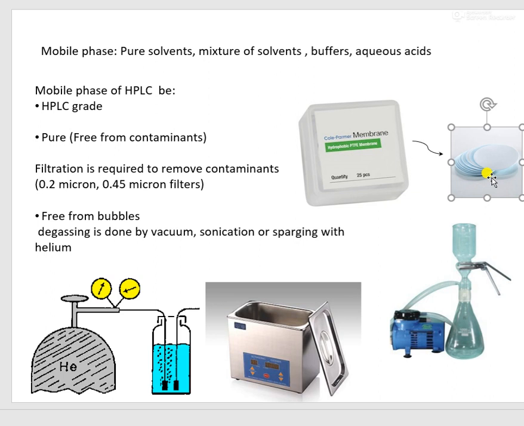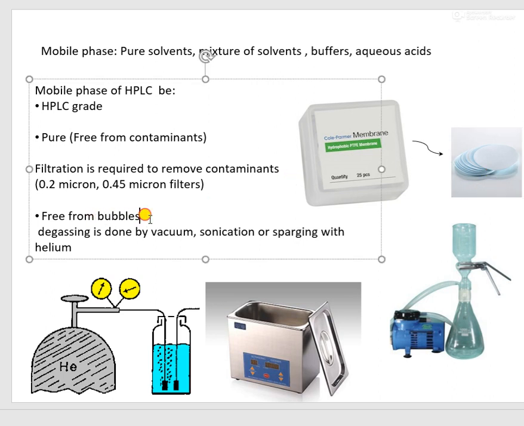Better you go for nylon filters, because cellulose nitrate filters sometimes may react with some organic solvent and they may get dissolved in that solvent. So better you go for nylon membrane filter. Another criteria for mobile phase, very important, is that it should be free from bubble.